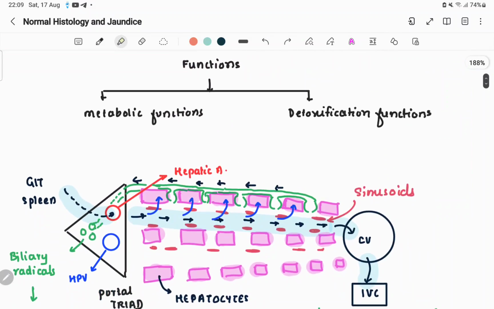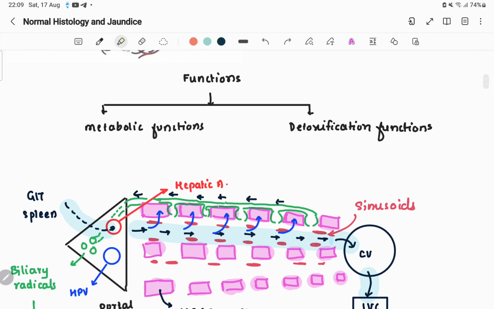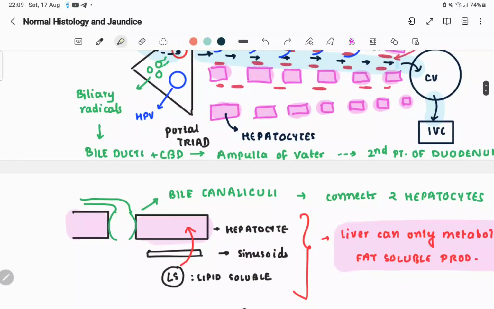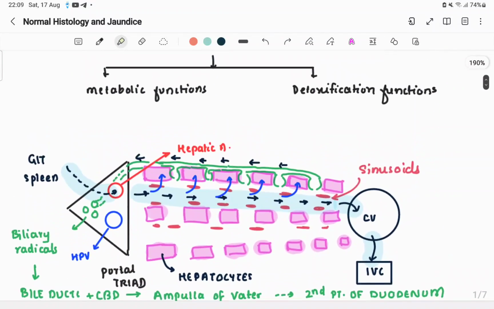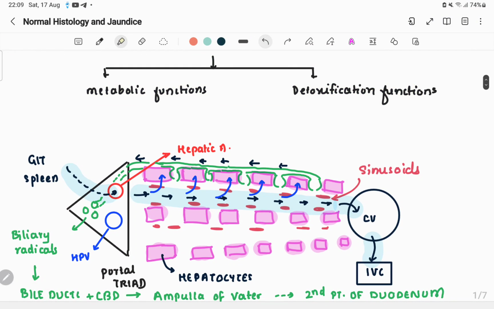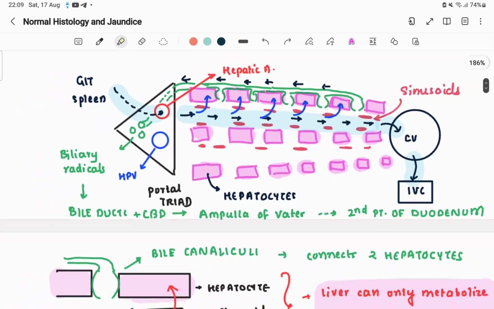Okay, so what are the functions of the liver? The functions of the liver are metabolic functions and detoxification functions. And this is the mechanism of the liver. Metabolic and detoxification functions you all know. The metabolism occurs, all the fat and protein metabolism you can write by yourself, right? Okay, so this is the working of the liver.